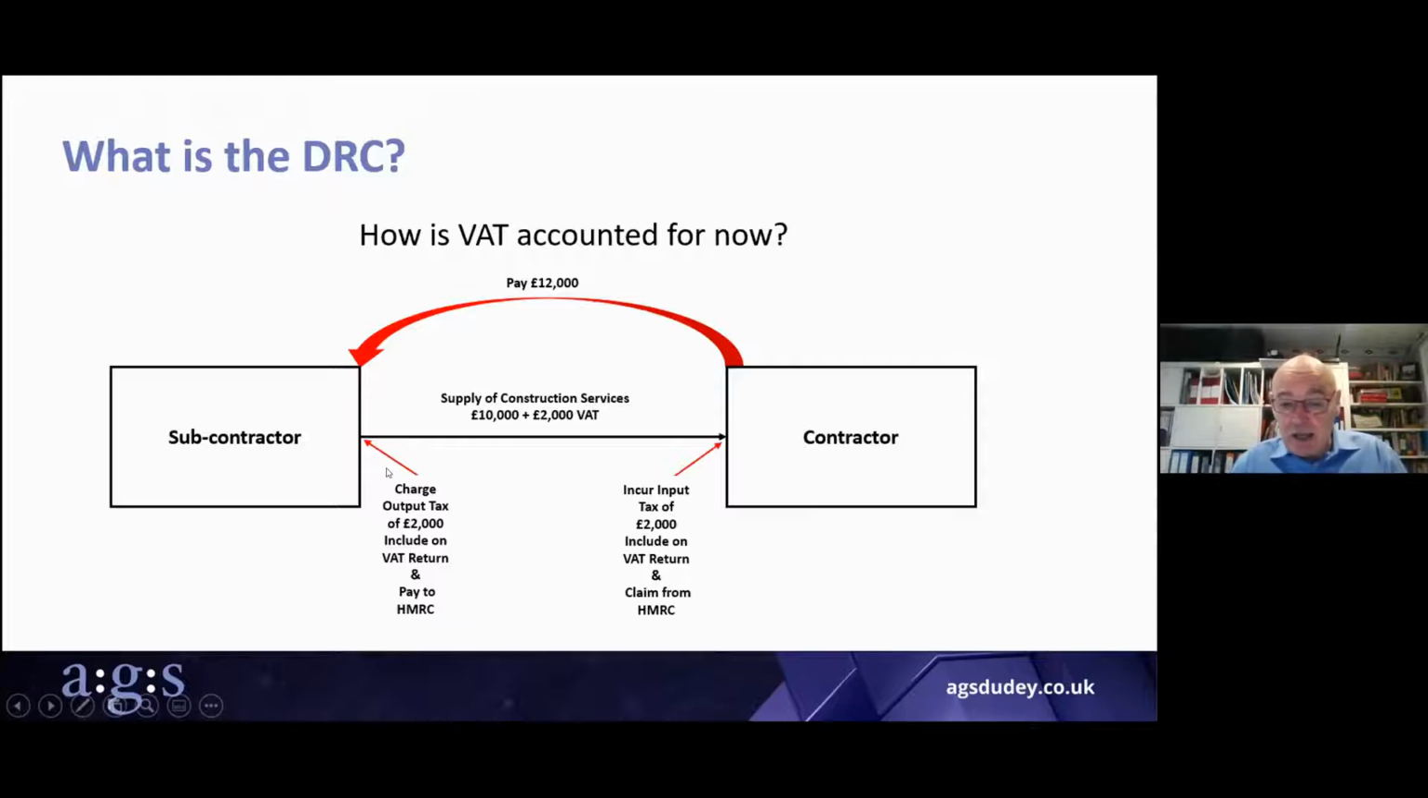He declares output tax of 2,000 on his VAT return and pays it to HMRC. The customer recovers that VAT on the purchase. It's a standard VAT transaction. It happens all the time.